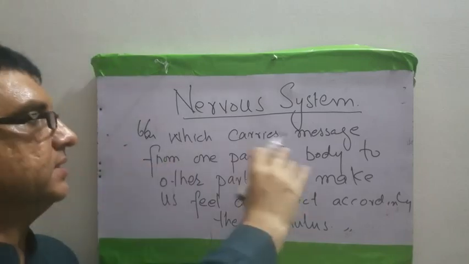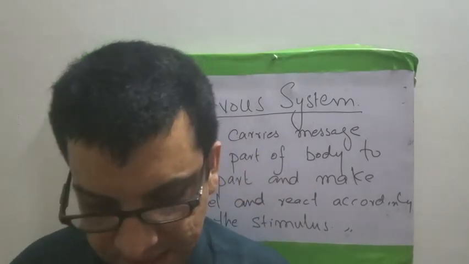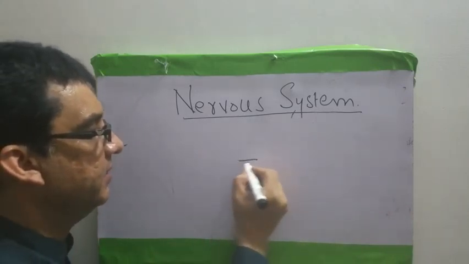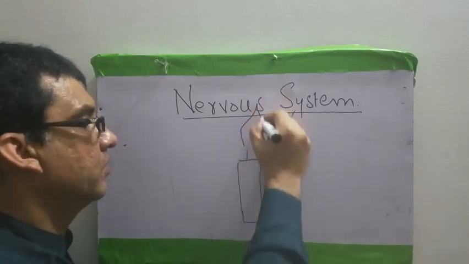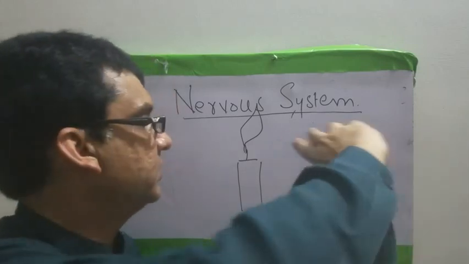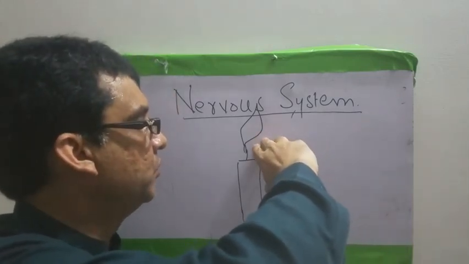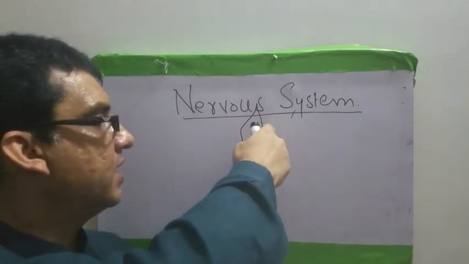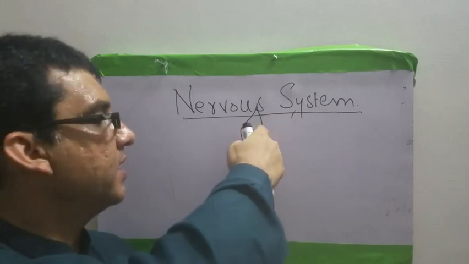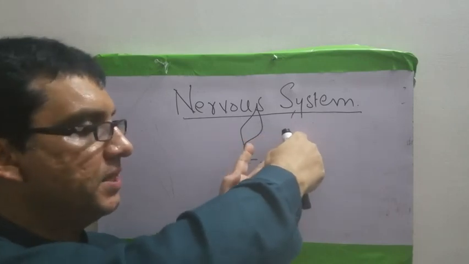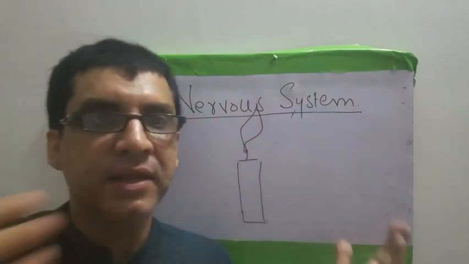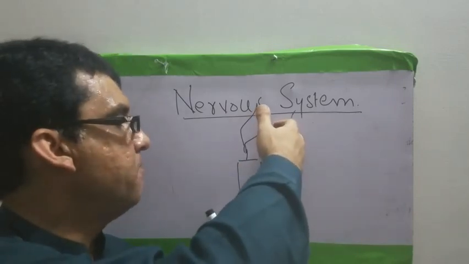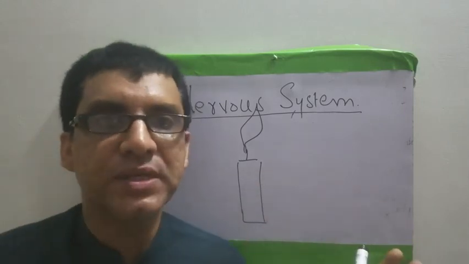Let's explain this nervous system definition with the help of an example. If you touch a hard object, let's say this is a candle, so this is a hard object. If you touch this hard object, at once you jerk your hand in pain. Why? Because of the nervous system. There is a stimulus, and there are some sensory cells. They receive the message, which is carried to the brain, analyzed, and the brain gives orders to the muscle, and the muscle contracts or relaxes, and we draw back our hand from that hard object. So this is the nervous system.